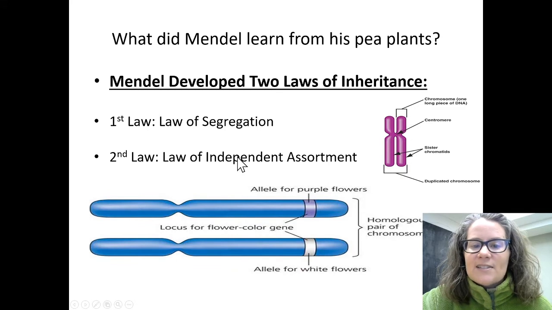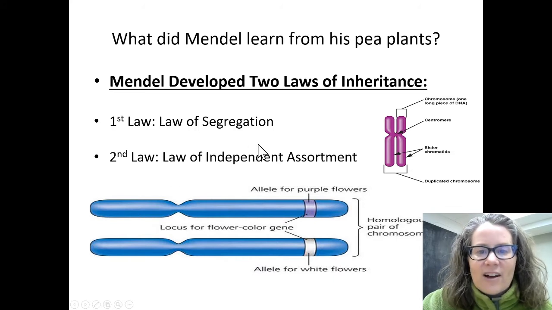Gregor Mendel left us with 2 laws of inheritance. The first law is known as the law of segregation. The second law is known as the law of independent assortment. Before we get to these laws, I want to talk through some terms with you.